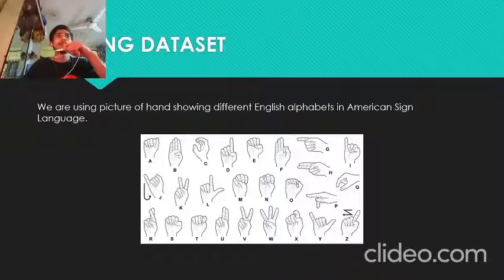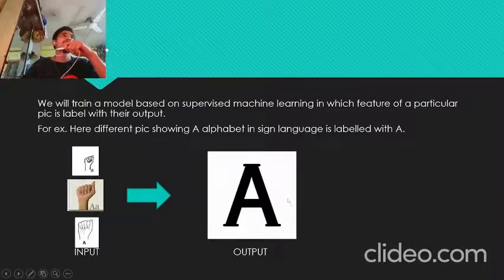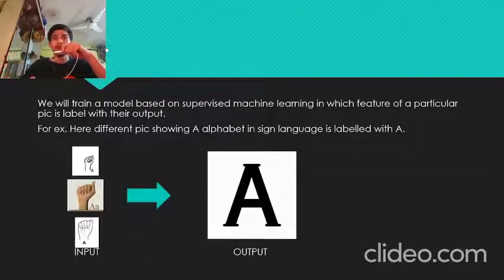Our dataset will contain these types of hand photos, A for this, B for this, and C for this. This is our dataset, which contains multiple hands from hand models and from different angles. Our model will take these images, and for every input we will label it with a particular output. So this will be our feature and this will be our label. We will first develop a convolutional neural network, followed by a neural network. So we will train like this.